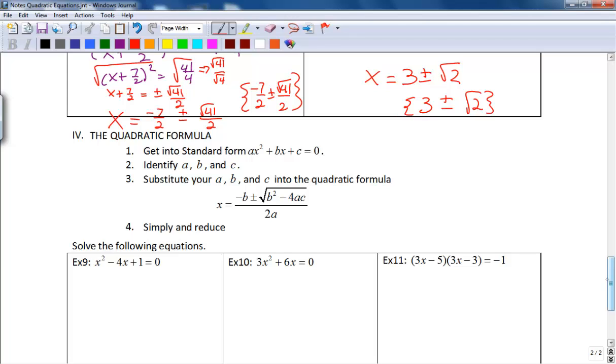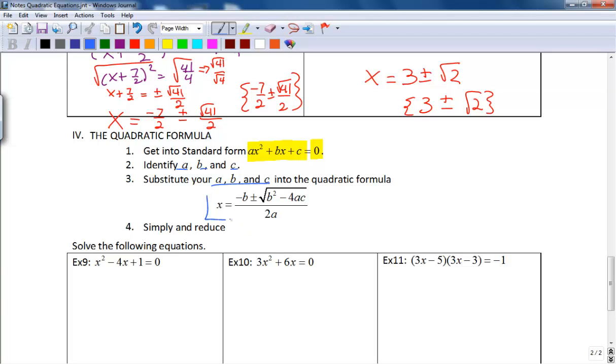Well, the very first thing to do is get yourself in standard form. The only one we didn't need to get in standard form for was extraction of roots. Everything else, step 1, is get in standard form, which is all variables on one side, 0 on the other side. Then you need to identify your A, B, and C term. So you need to figure out what A is equal to, what B is equal to, and what C is equal to. Once you do that, you're going to substitute those values into the quadratic formula.